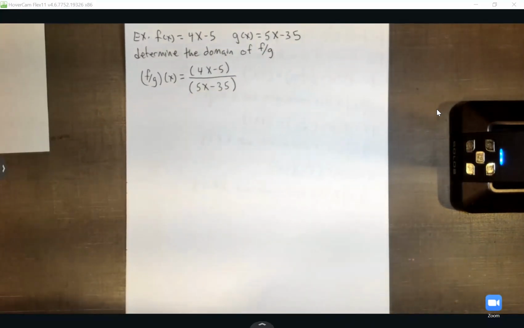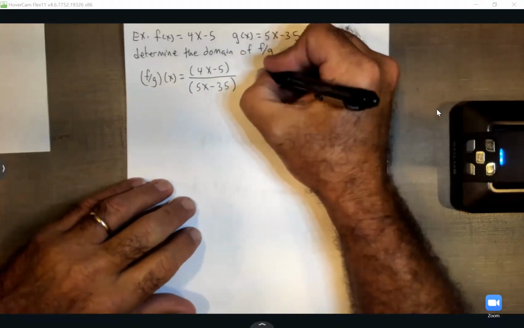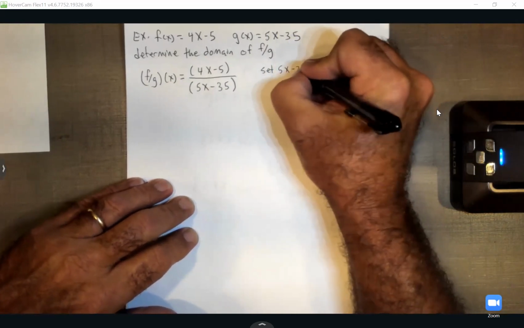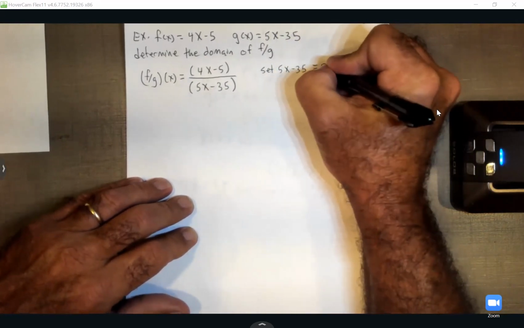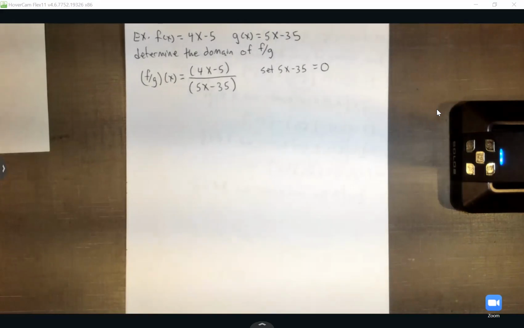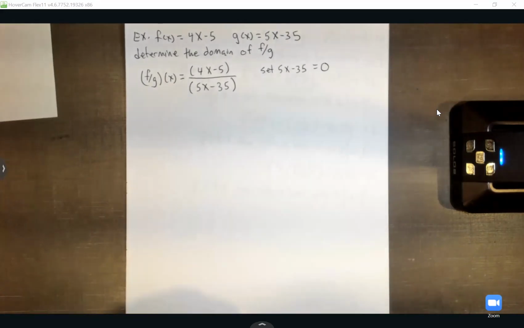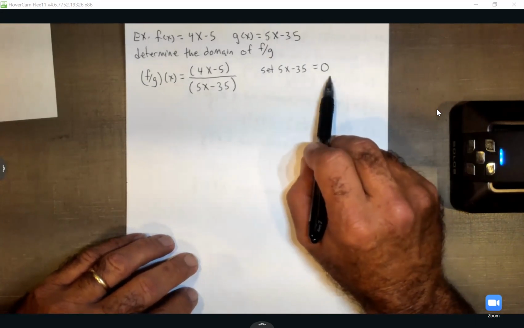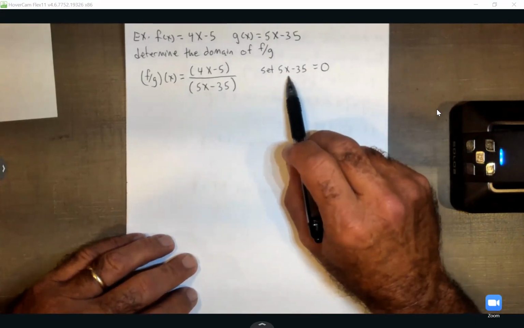So you definitely have a fraction. So the first step you would do would be what? To set that denominator, 5x minus 35, equal to 0. All right, so y'all, what I'm going to do, add my 35. Once I move that over, then I'm going to divide by the 5.